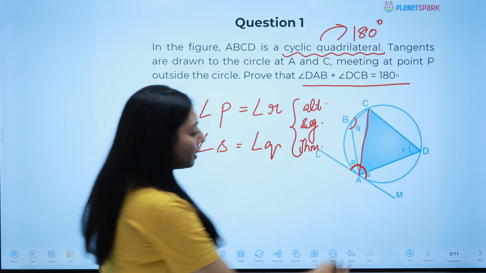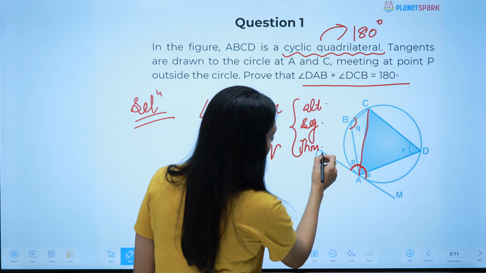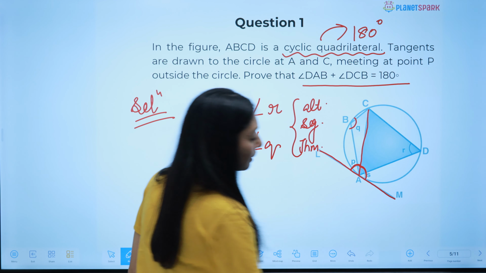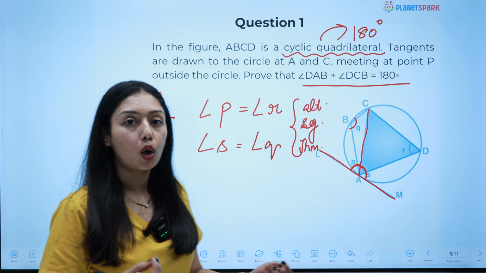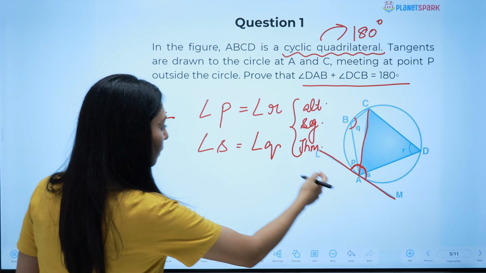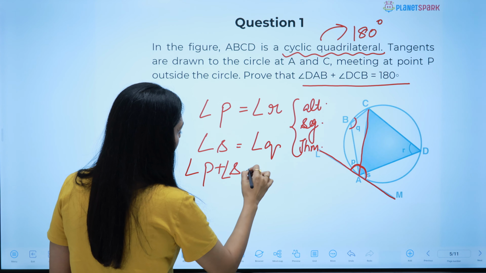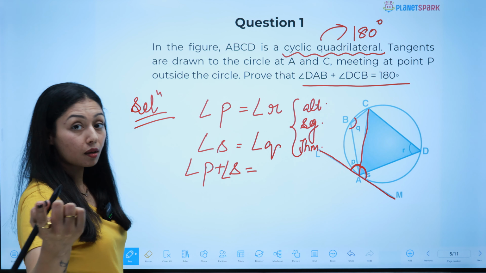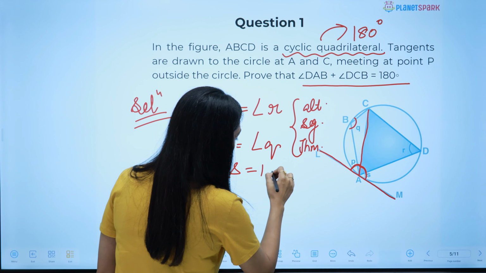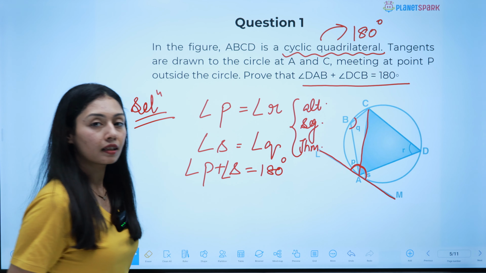Right everybody? Now here see P and S. Together these are making the straight line. That is, they are forming a linear pair. So I can say angle P plus angle S, forming a linear pair. So what is the sum of the angles? Yes everybody, 180 degrees. Right?